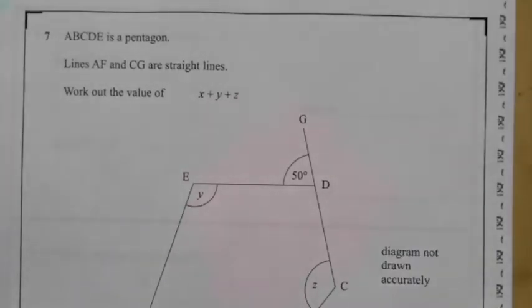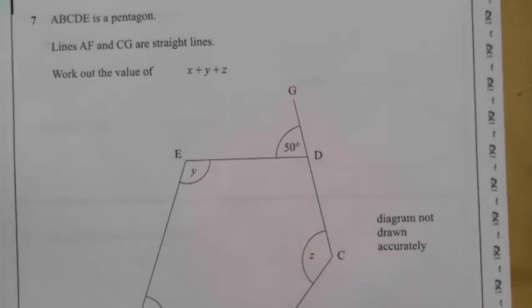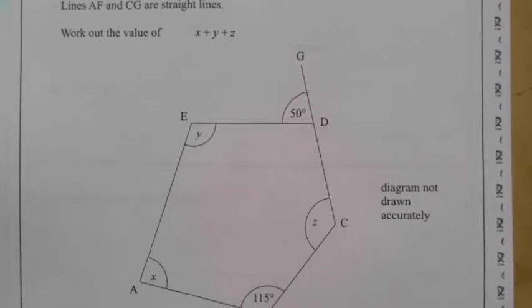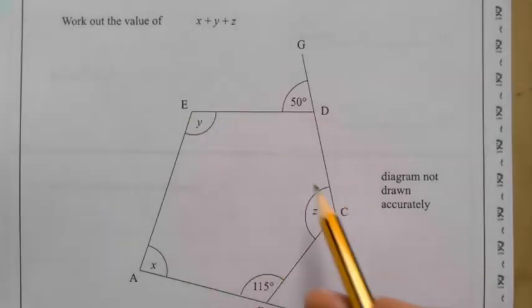A, B, C, D, E is a pentagon. Lines AF and CG are straight lines. Work out the value of x plus y plus z. So x plus y plus z.